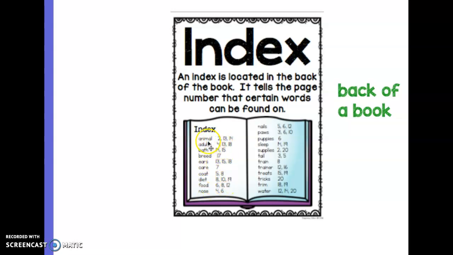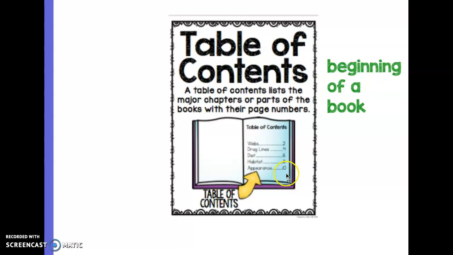Now I want you to notice right here next to animal, it says that it is on page 2, 13, and 14. That means that the word animal got mentioned more than one time in the book. This is another way to tell if you're on an index or a table of contents. Typically, an index will not have more than one page number listed, as you can see here.